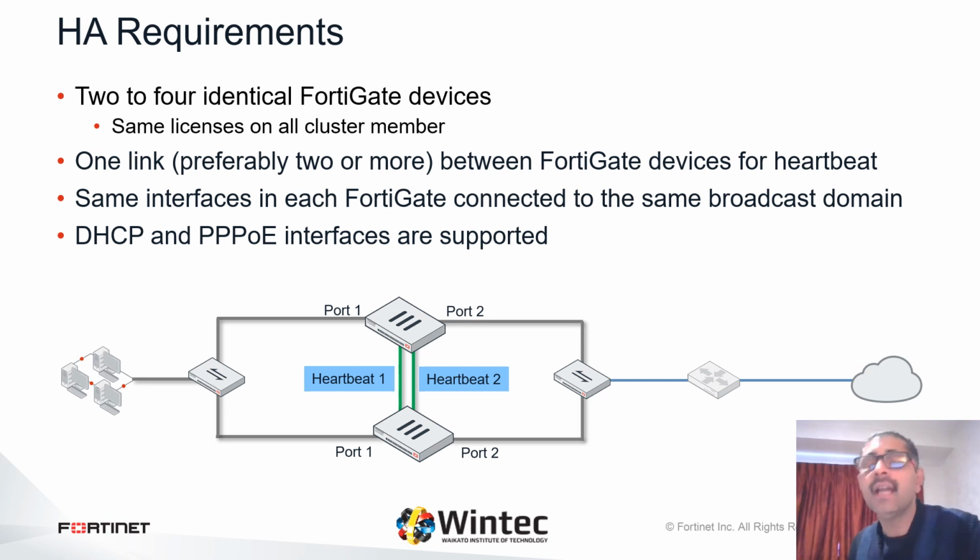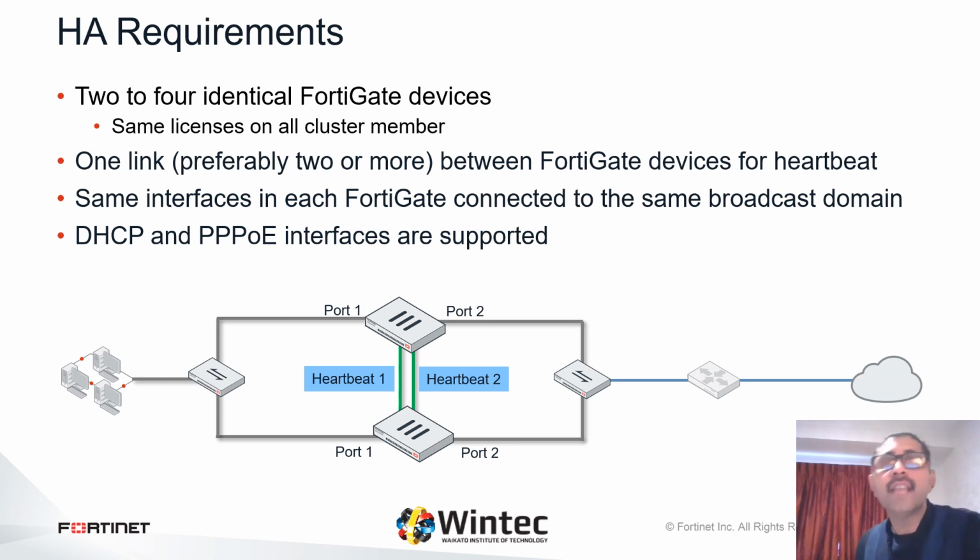Second, at least one link between the FortiGate devices for high availability communication has to exist. HA communication is called the heartbeat communication, as I had mentioned earlier. For redundancy, up to 8 heartbeat interfaces can be created. If one link fails, HA will use the next one. Now, this is defined based on the priority and position in the heartbeat interface list.